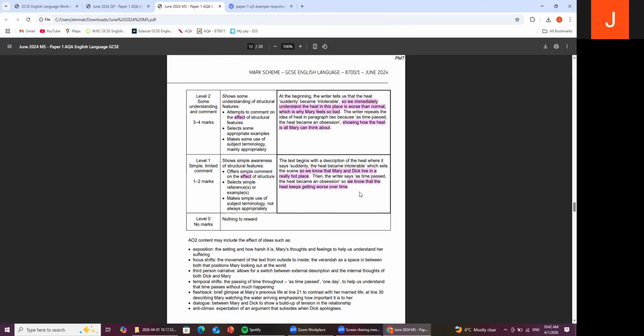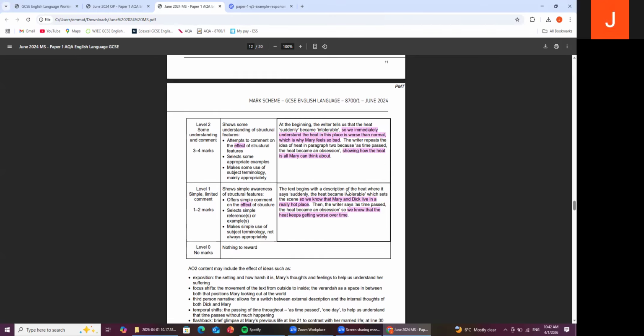So the student there has used some text from the extract and they've made some simple comment. But again, it was similar to question 2 when I looked at level 1. It was fairly limited. It was fairly elementary in its analysis and its overall thought. However, there are marks available. The student will get 1 to 2 marks for that.